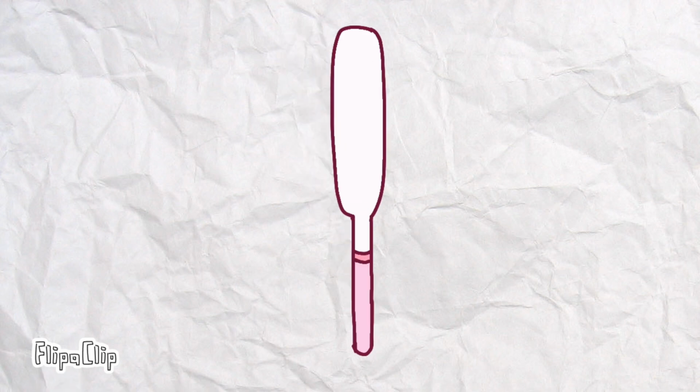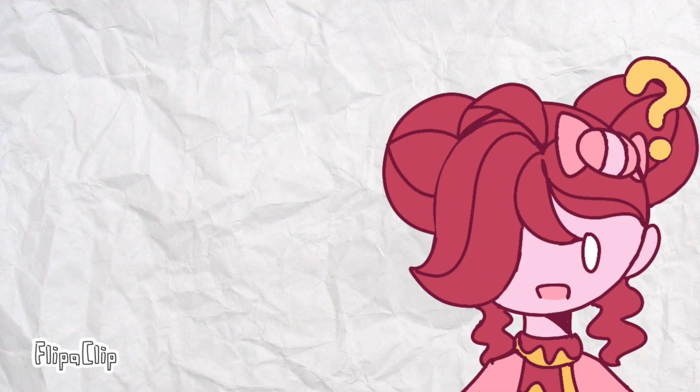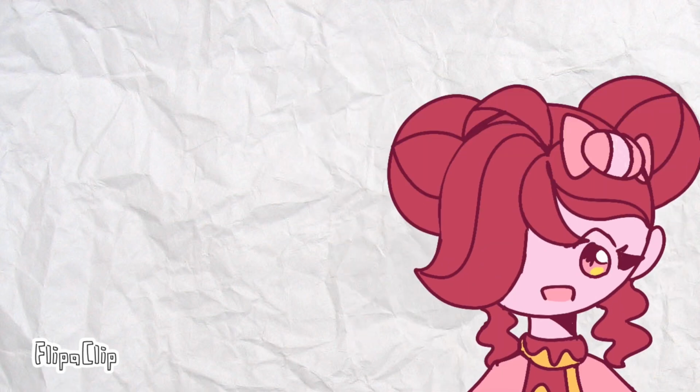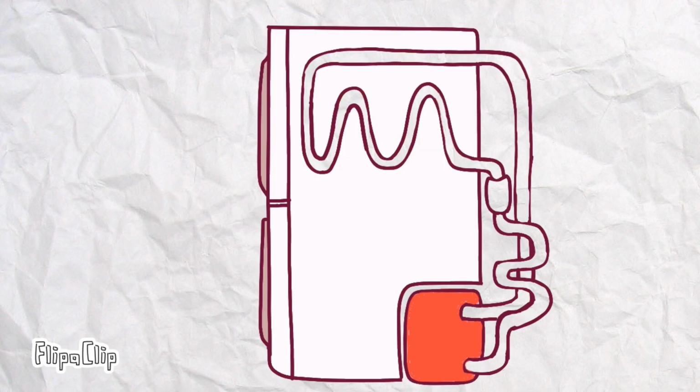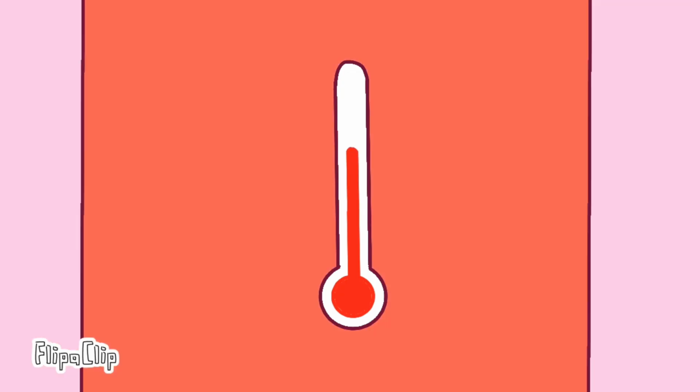Now, what was the purpose of this compression? Why did we have to increase the gas's temperature? You'll see in the next stage. Third stage, condensation. Heat will always move from a higher to lower temperature. To ensure the refrigerant temperature is higher than the surrounding kitchen air, compression was needed to raise the refrigerant's temperature.